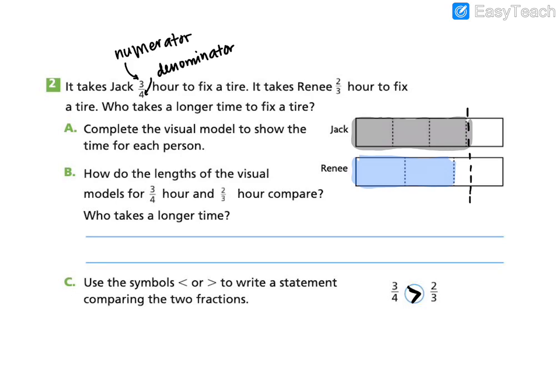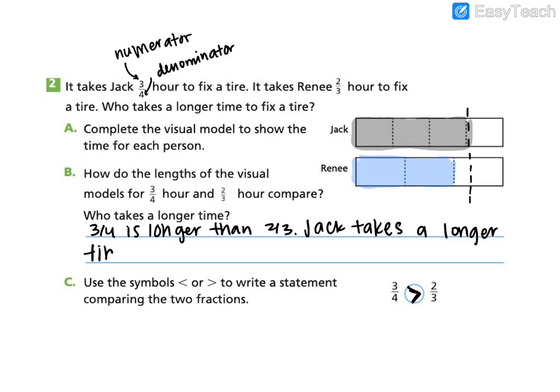So now let's go ahead and answer. How do the lengths of the visual models compare? What can you say about Jack's? What can you say about Renee's? And who takes a longer time? So you might say 3/4 is longer than 2/3. Okay, so who takes a longer time? Jack takes a longer time to fix his tire.